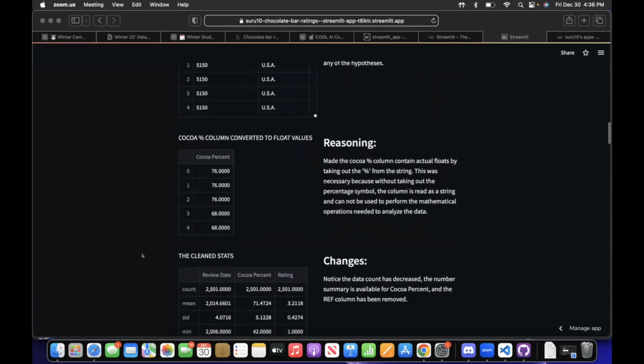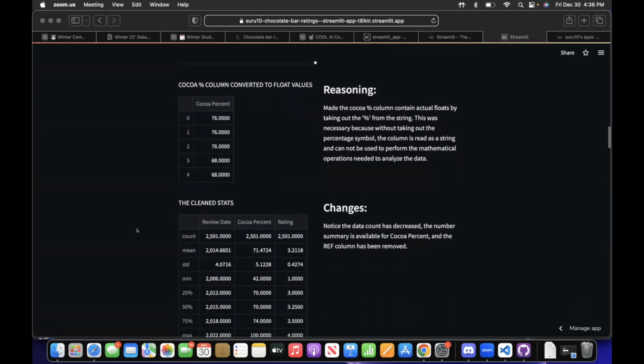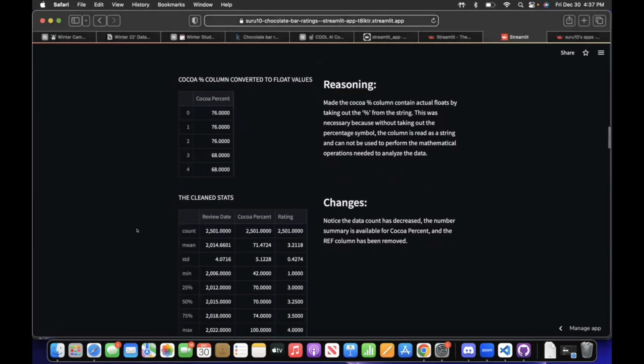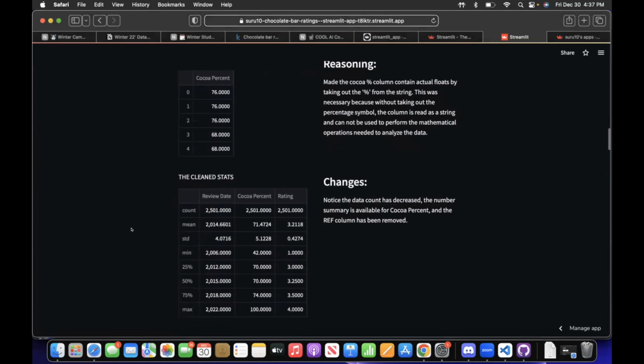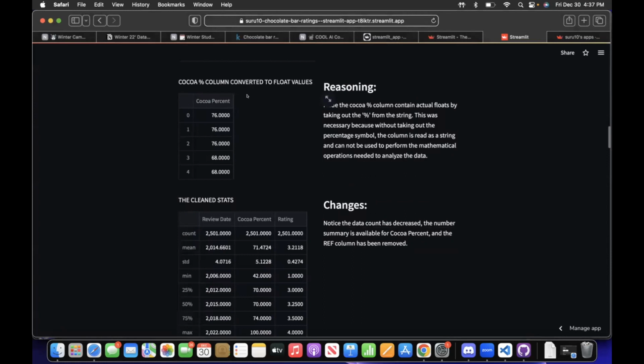And our final step in cleaning the data was to convert all the values in the cocoa percent column into floats. The percentage sign in the data made it so all the values in the cocoa percent column were forced to be strings. And so in order to fix that, we gave the values a haircut and shaved off the percentage sign from each of those values. And after that, we were able to convert all the values in the cocoa percent column into real workable floats.